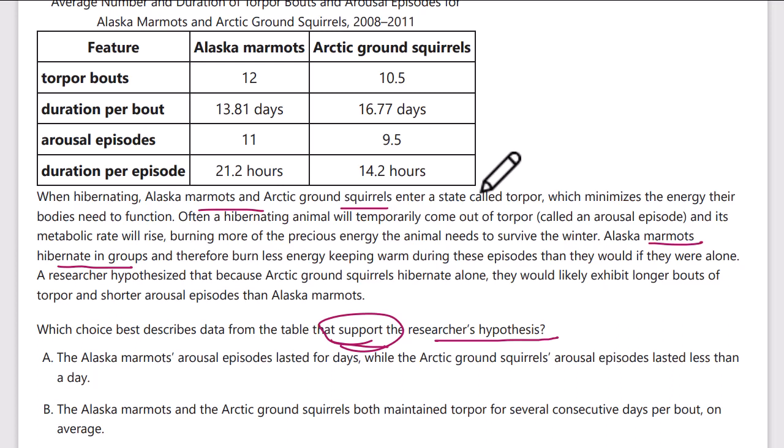A researcher hypothesized that because Arctic ground squirrels, who we can presume hibernate alone, not in groups, they would likely exhibit longer bouts of torpor and shorter arousal episodes. So I want to find, does the table support squirrels having longer bouts of torpor?